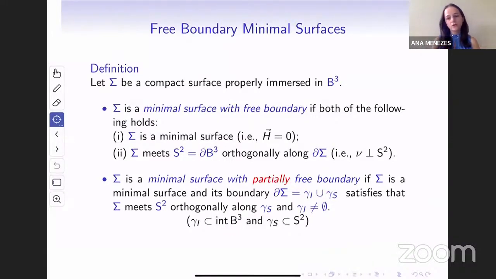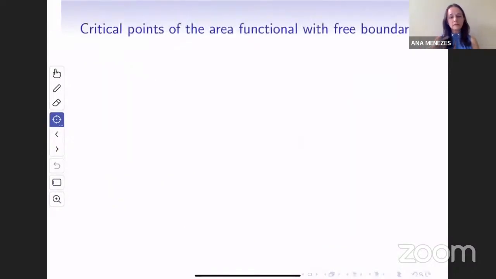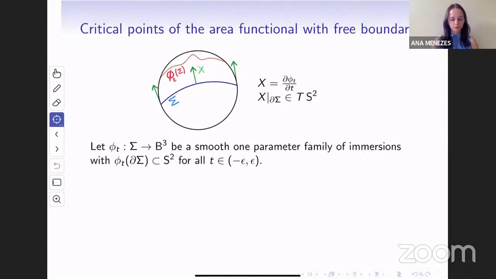So you could ask, given this definition, why do we use this expression of free boundary for surfaces with these properties? This is because they can be seen as a critical point of the area functional for the free boundary problem. If you have Sigma, a compact surface with boundary properly immersed, you can consider a one-parameter family of immersions such that the boundary stays on the sphere, but you let it vary. That means that the variational vector field, denoted by X, is tangent to the sphere along the boundary of your surface.